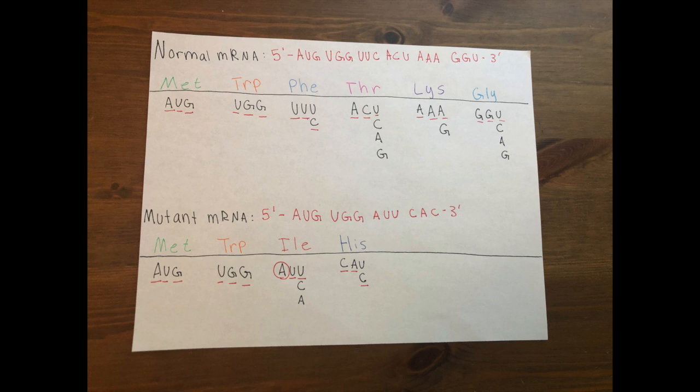Base pair insertions and deletions cause frameshift mutations. This is a change in the reading frame for all of the codons following this mutation. In this example, the insertion of the adenine caused the reading frame to shift, so instead of phenylalanine, we got isoleucine. Then after that, everything was changed, so instead of threonine, we got histidine, and that would continue to change for the rest of the protein, unless of course it ran into a stop codon after this.